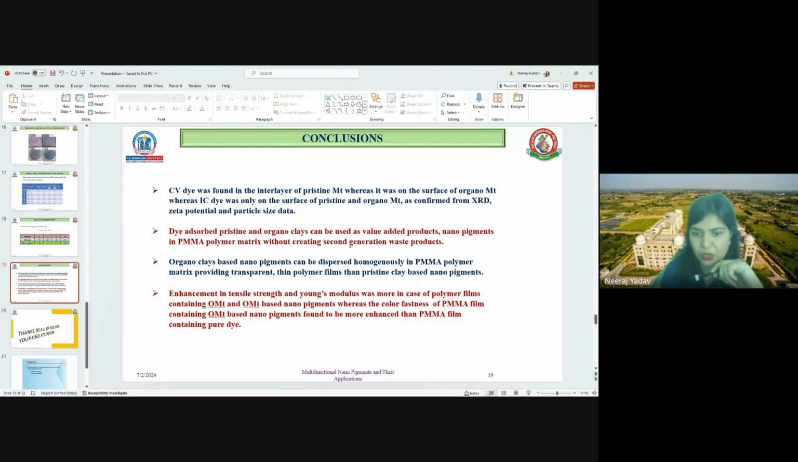Dye adsorbed pristine and organo MMT can be used as a value-added product, that is a nanopigment in the PMMA polymer matrix, and we can say that the organoclay based nanopigments easily disperse homogeneously in the polymer matrix. They generally provide transparent thin polymer films, more beautifully colored than the pristine clay based nanopigments, and because of this the mechanical properties were generally enhanced as compared to the pure polymer film, or you can say pristine clay based polymer films.